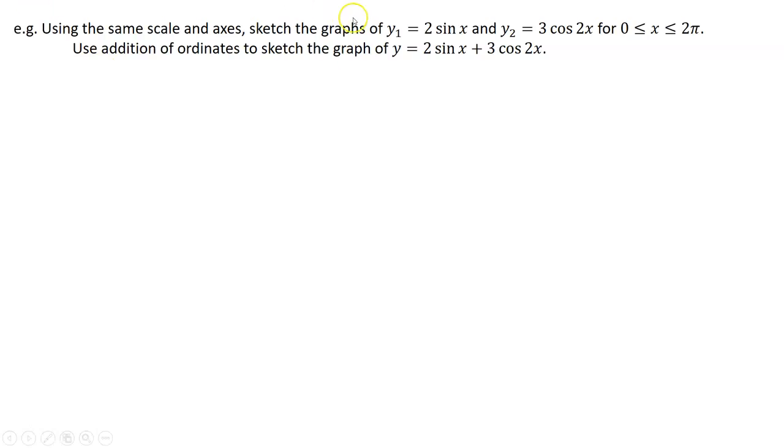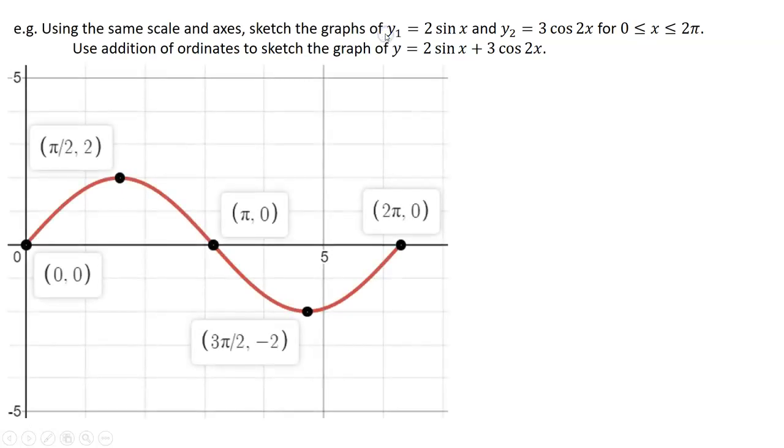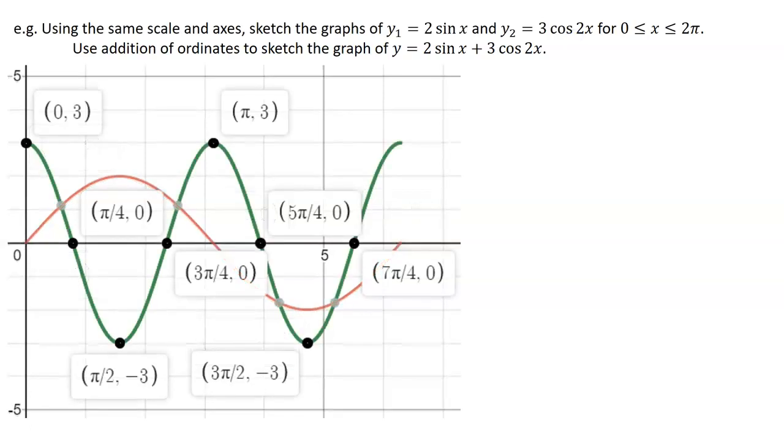So let's start with the first function we're given. It looks like this. Obviously, you would never write pi over 2 like this. It's just how Desmos does it. Then the graph of 3 times cos 2x. Hopefully you should expect that it looks like this. Important points are included there.